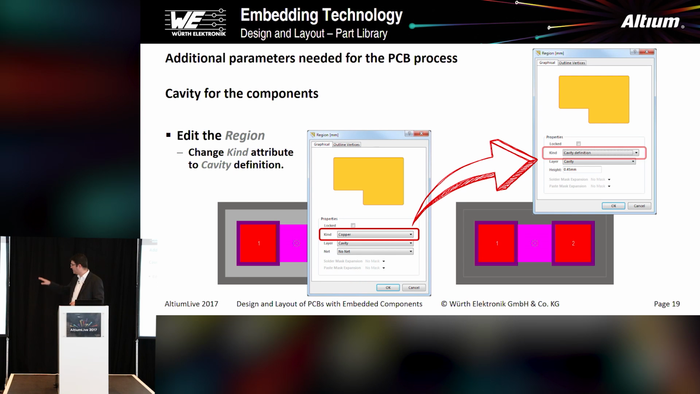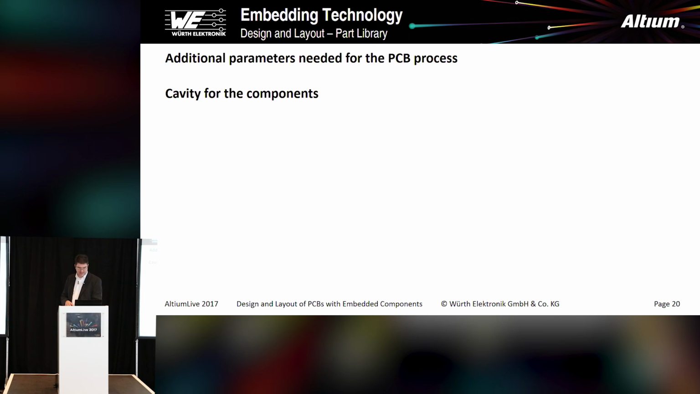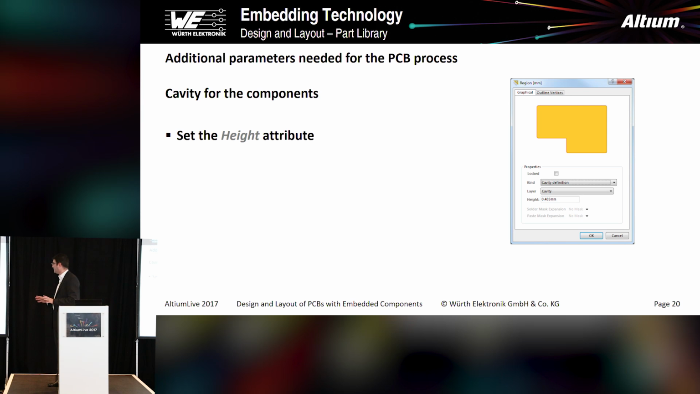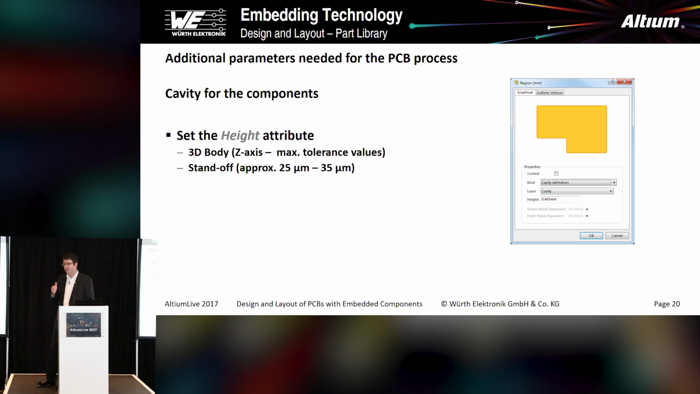So this is what it looks like. You can choose cavity definition. You can choose the mechanical layer you want to put this onto. And in addition to that, you can set a height attribute. And the height attribute, as I said, we need to have the 3D body. In addition to that, for soldering, for sure, you need to have a standoff.